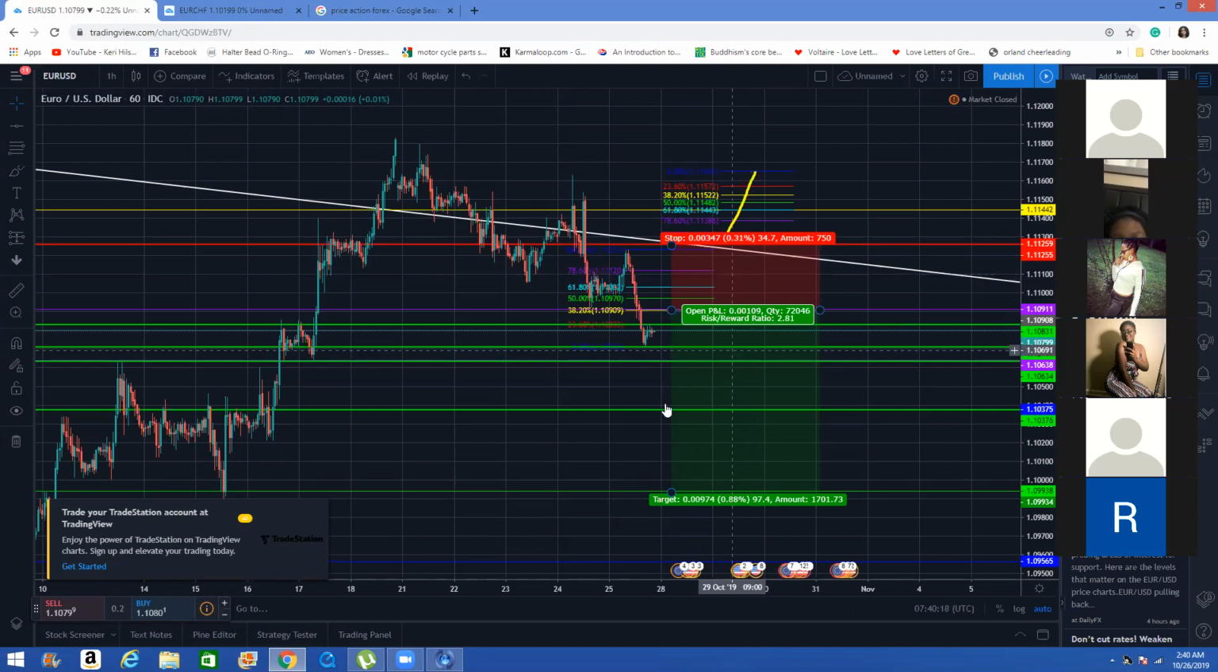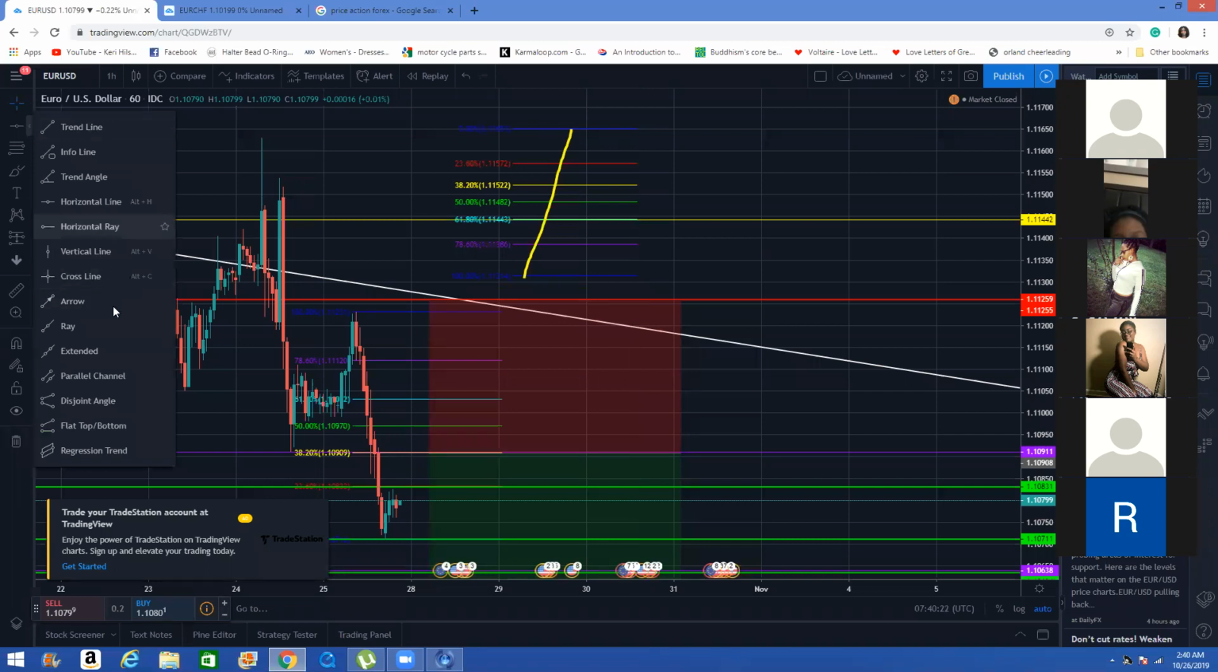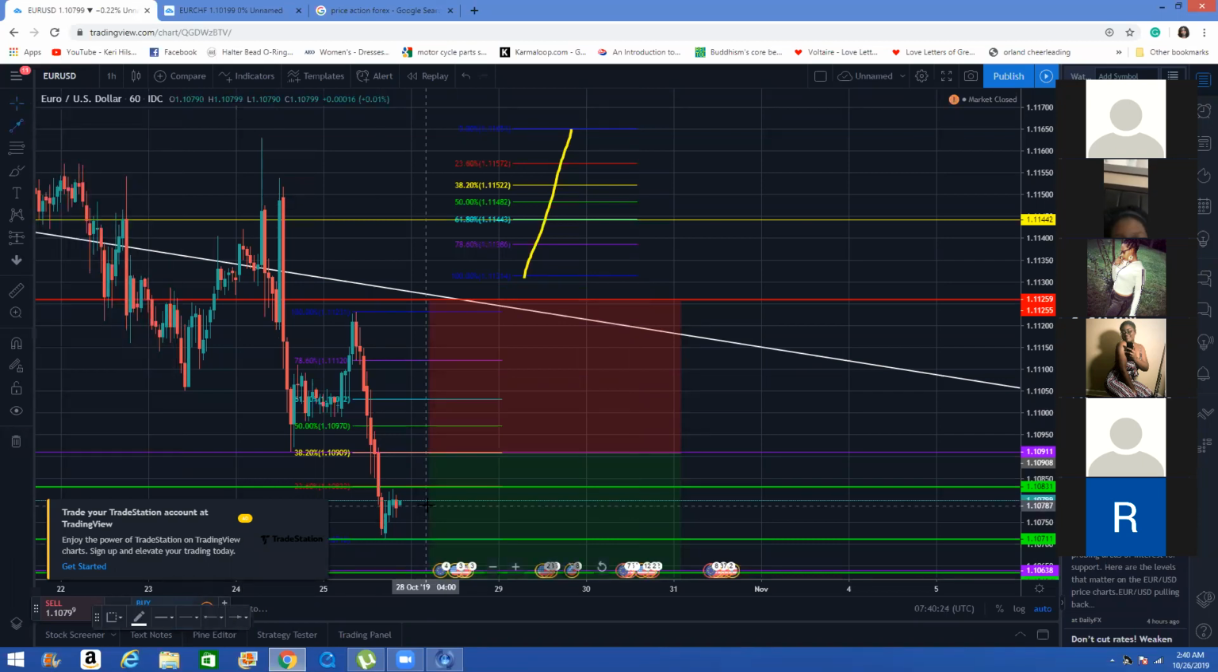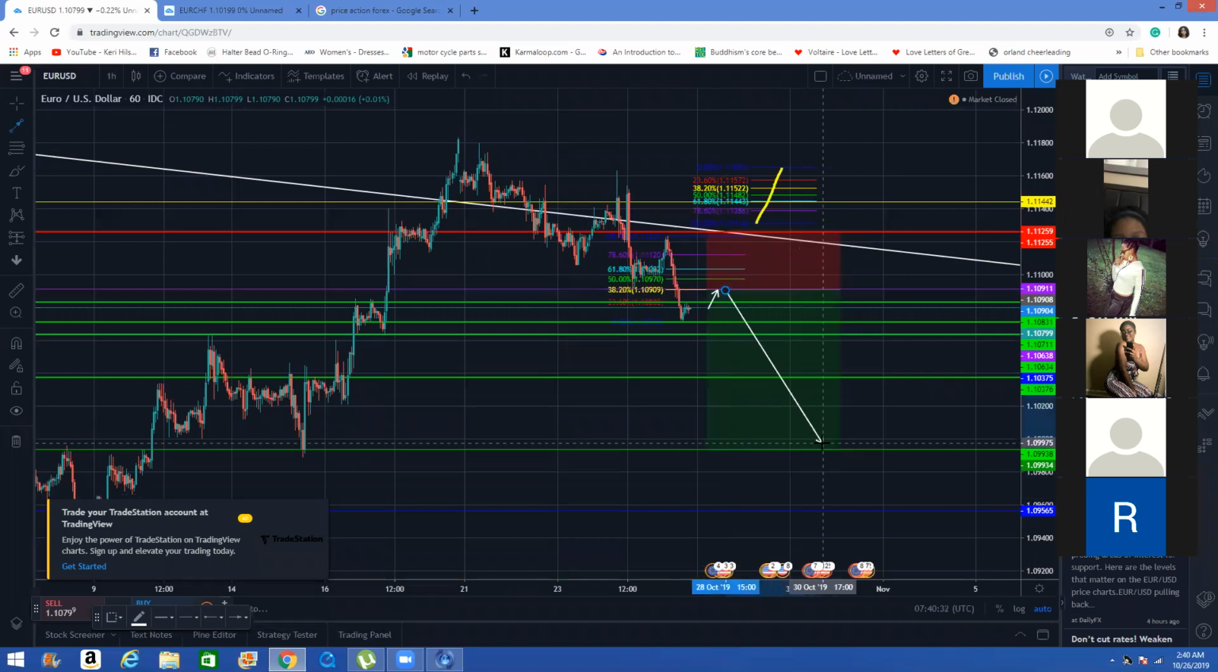By placing that sell limit, you can do a little arrow saying that you think that it's gonna go up to here before dropping down here.